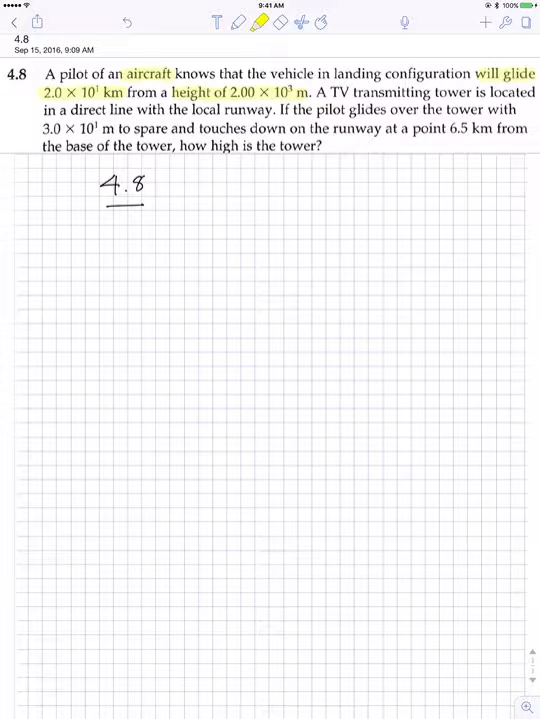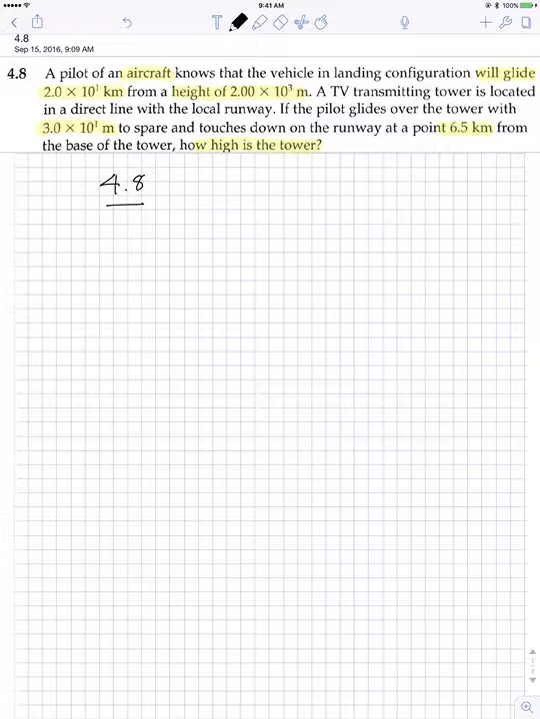So we notice one is in kilometers, one is in meters. There's a TV tower located directly in line with the runway. If the pilot glides over the tower with 3 times 10 to the first meters to spare and touches down at the runway 6.5 kilometers from the base of the tower, the question is, how high is the tower? Okay, so let's draw a picture first, and then we can talk about the given and the find statements.